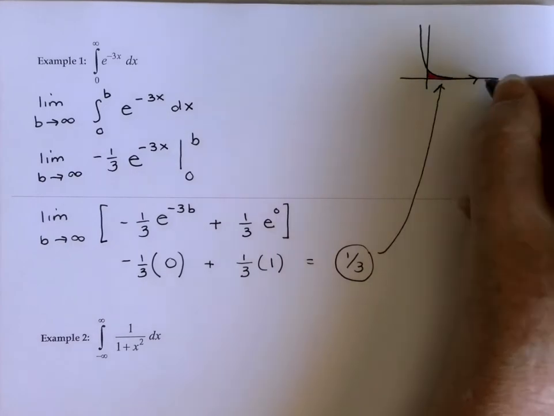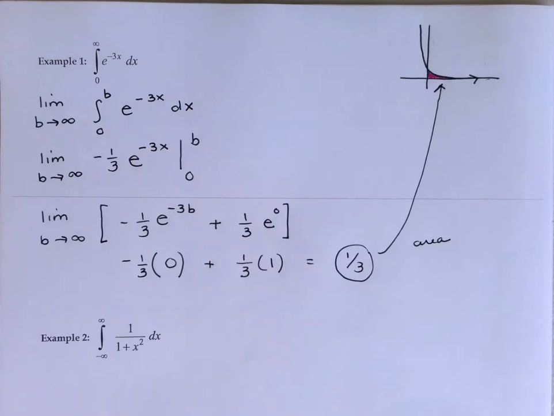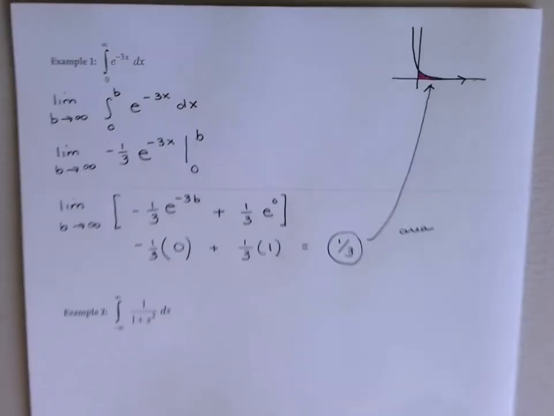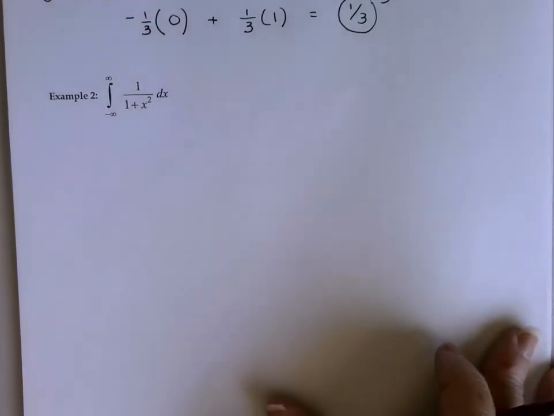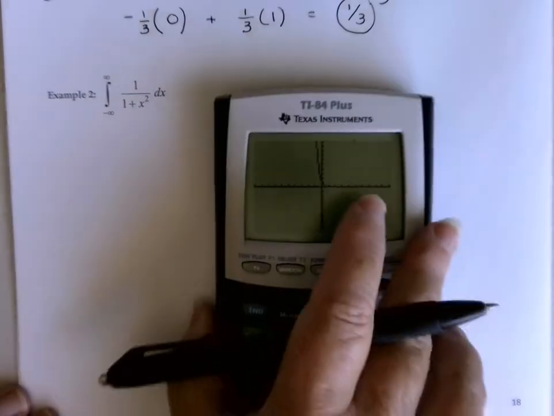So even though that area goes on forever, it had a finite limit. That is the area under that graph, from 0 on forever. All right, let's try another one. This time my integrand is 1 over 1 plus x squared.